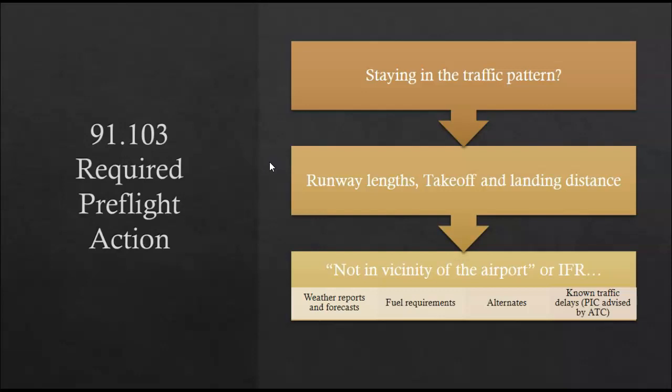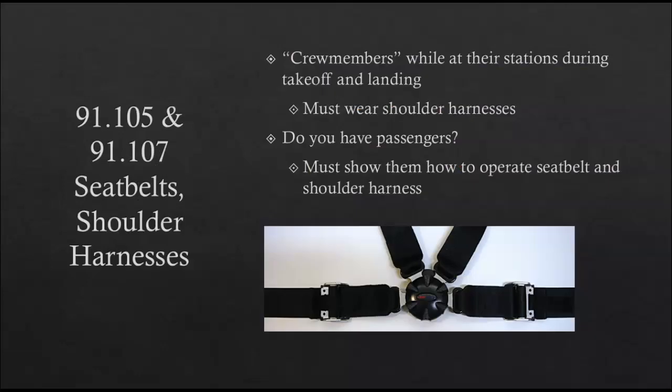Part 91.105 and 91.107 is about seatbelts and shoulder harnesses. The rules differ for crew members and passengers. Crew members, while at their stations during a takeoff and landing, must wear the seatbelt and shoulder harnesses if equipped. If you have passengers, you are required as PIC to show them how to operate the seatbelts and shoulder harnesses.